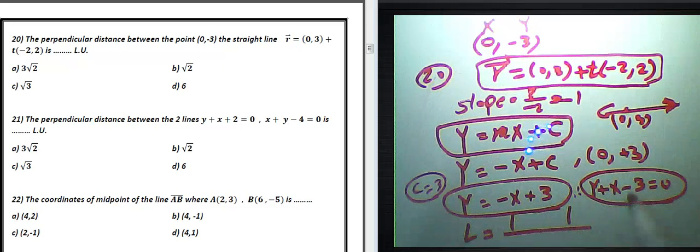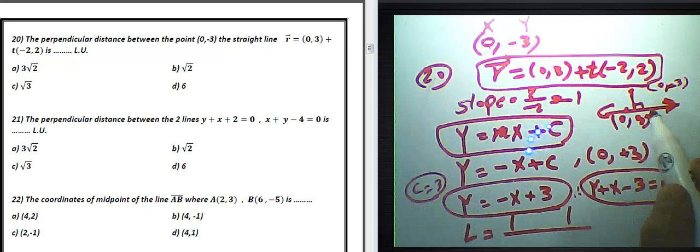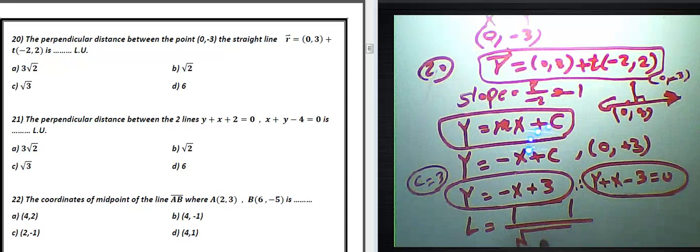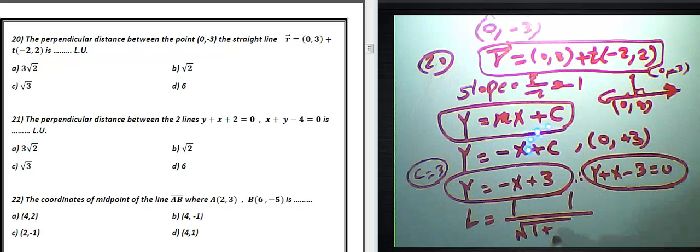And then we want to find the distance between the point and the straight line. The point was (0, -3). We must find the distance between this point and the straight line. We will put x = 0 and y = -3, divided by the square root of the coefficient of x power 2 plus the coefficient of y power 2. Here, the coefficient of x equals 1, 1 power 2 equals 1, and the coefficient of y equals 1, 1 power 2 equals 1. Put x = 0 and y = -3: -3 plus -3 equals -6. Then the result will be 6 over root 2.